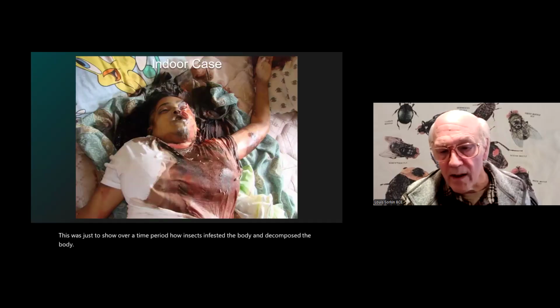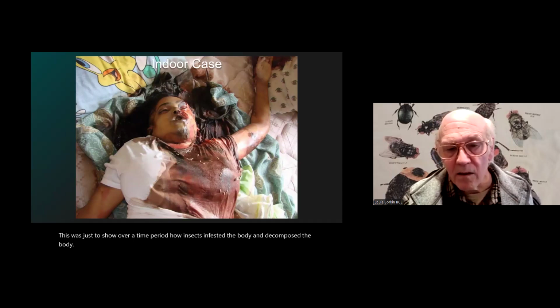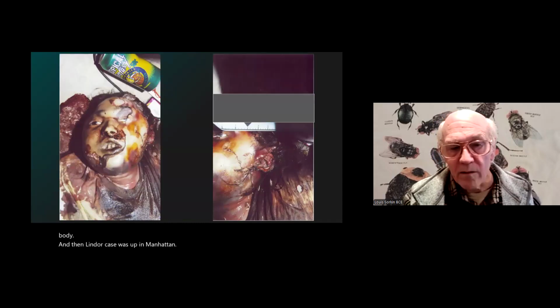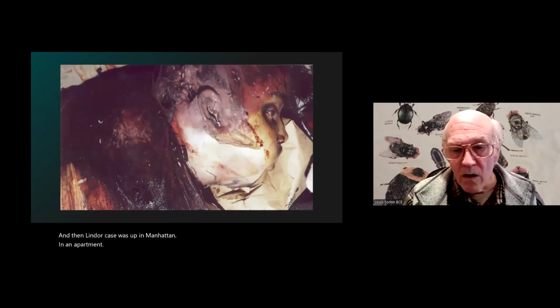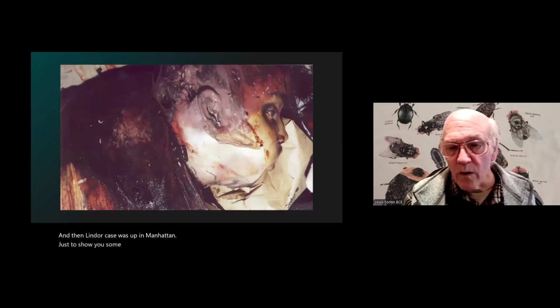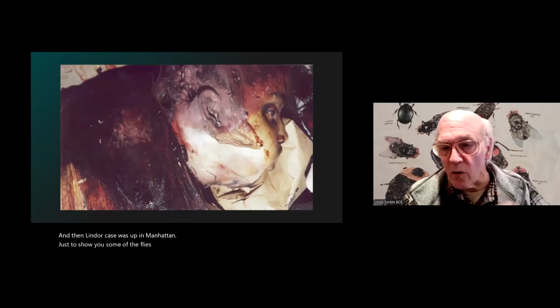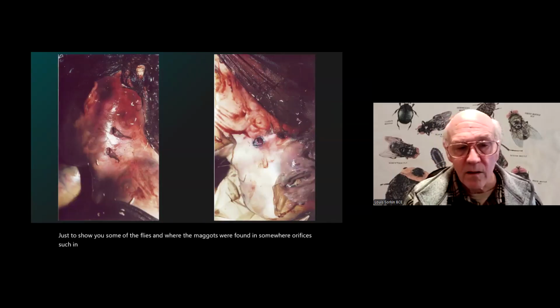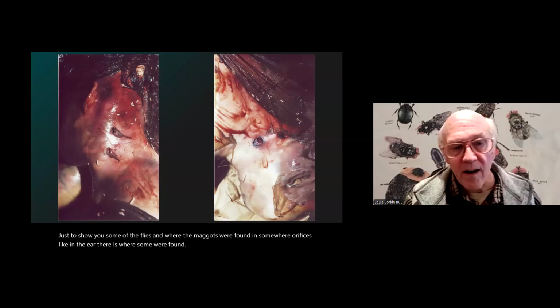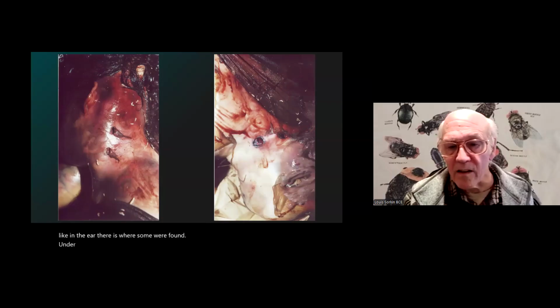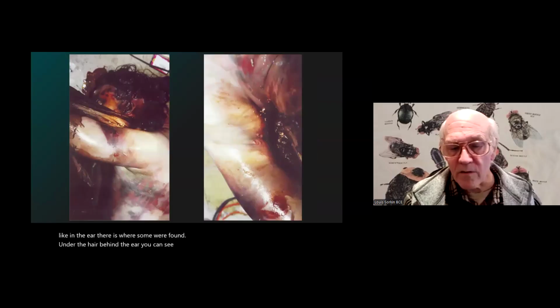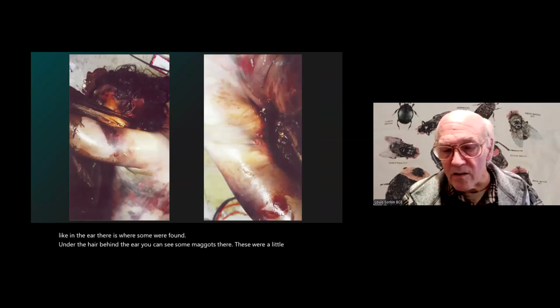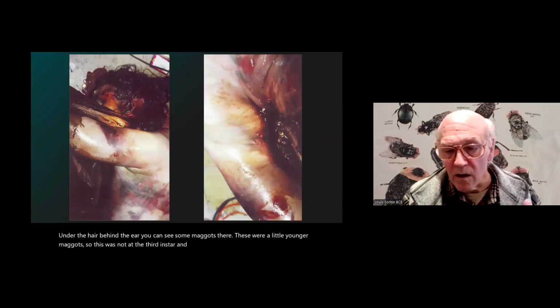And then an indoor case was up in Manhattan in an apartment, just to show you some of the flies and where the maggots were found in some of the orifices, like in the ear. There's where some were found. Under the hair, behind the ear, you can see some maggots there. These were a little younger maggots, so this was not at the third instar and they were going to leave. This was up until that point.